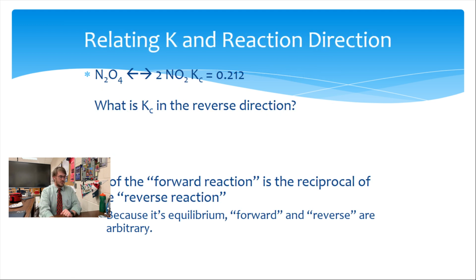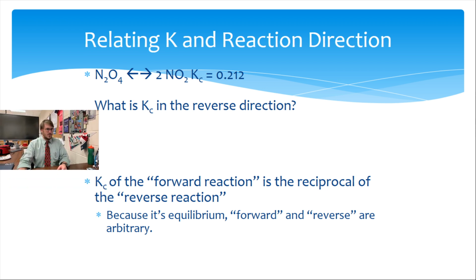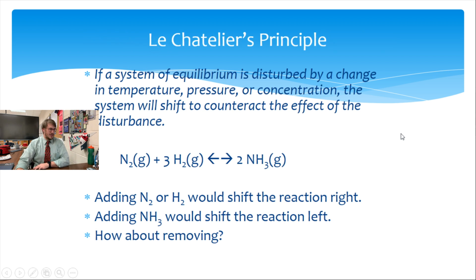So what is Kc in the reverse direction? This shows the forward. Kc is 0.212. In the forward direction, we would have [NO2] on top, raised to a 2, over [N2O4] on bottom, raised to nothing because its coefficient is 1. The reverse just flips those things on their head and then inverts the 0.212.